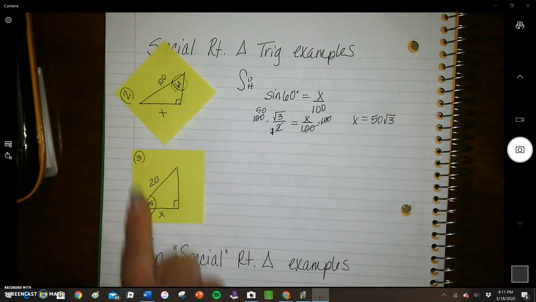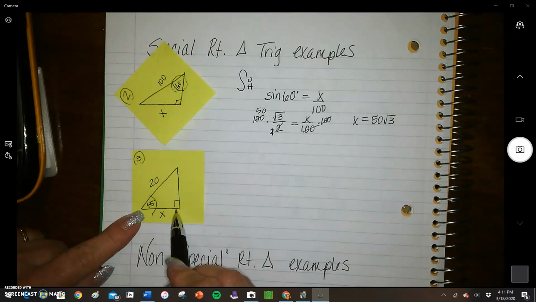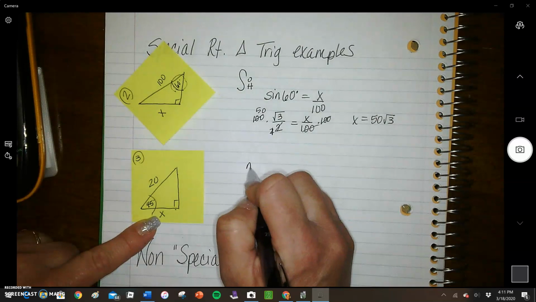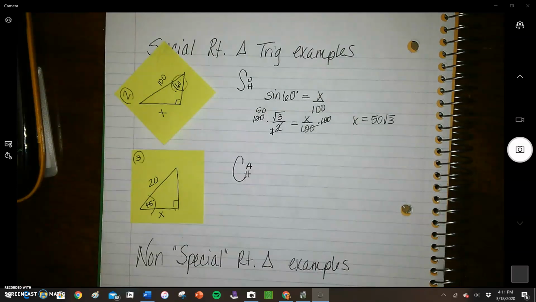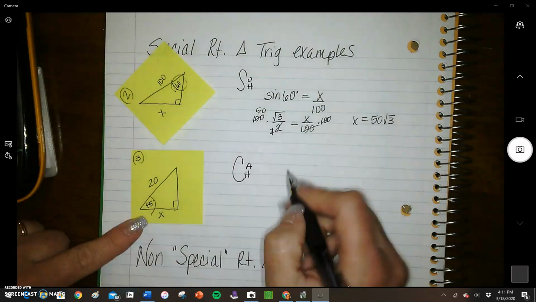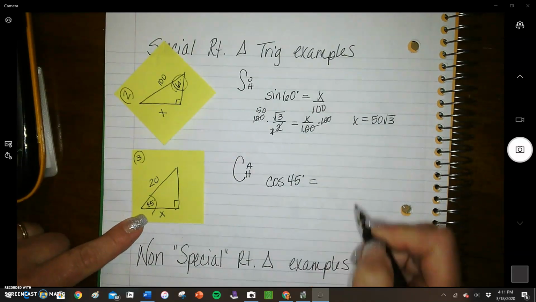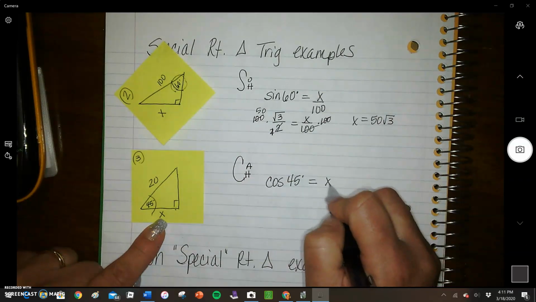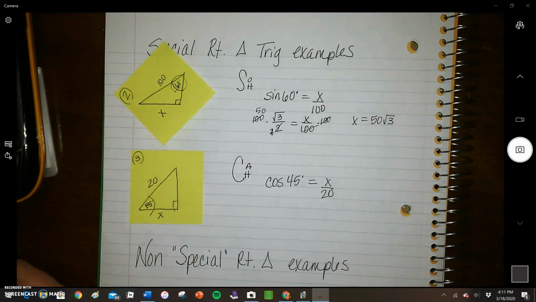All right, let's do another example. So according to this triangle, I have a 45, 45, 90 triangle. And on my picture, I have labeled an adjacent side, and I have labeled a hypotenuse. And so CAH, TOA, I'm going to be doing the cosine. So I'm going to do the cosine of 45 degrees equals, let's set up this proportion, this ratio. So adjacent over hypotenuse, or x over 20, okay.